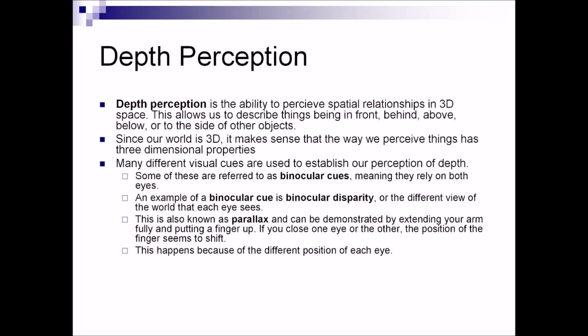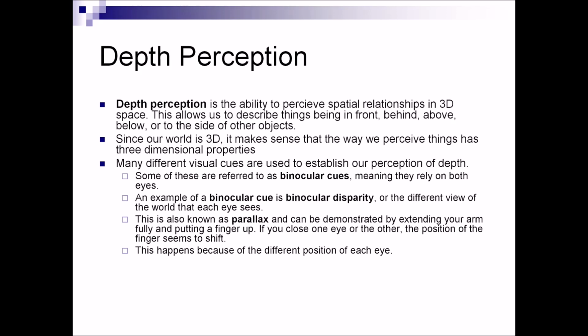Depth perception is the ability to perceive spatial relationships in three-dimensional space. This allows us to describe things as being in front of, behind, above, below, or to the side of other objects. Since our world is 3D, it makes sense that the way we perceive things has three-dimensional properties. Many different visual cues are used to establish our perception of depth.